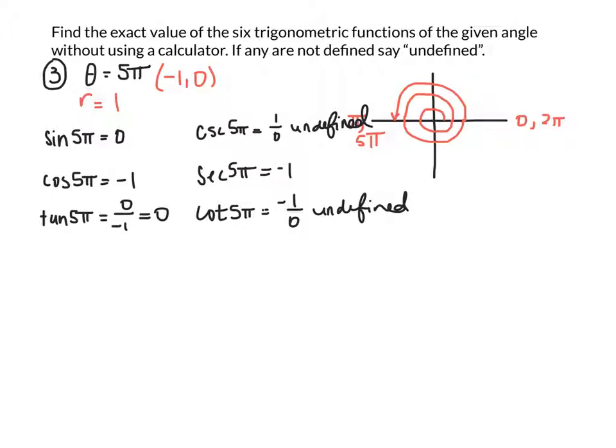Cotangent is x divided by y, so negative 1 divided by 0. We cannot divide by 0, so this would be undefined. There is no cotangent of 5 pi. Secant of 5 pi is the reciprocal of cosine, or 1 over negative 1, which is negative 1. Cosecant of 5 pi is the reciprocal of sine, or the radius 1 divided by the y coordinate of 0. We cannot divide by 0, so this would also be undefined.